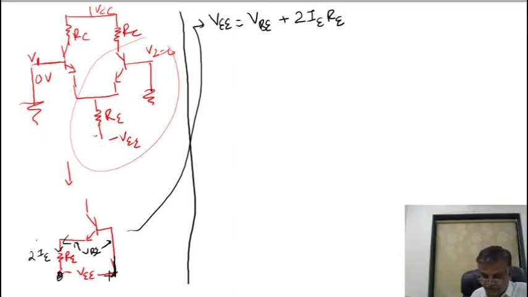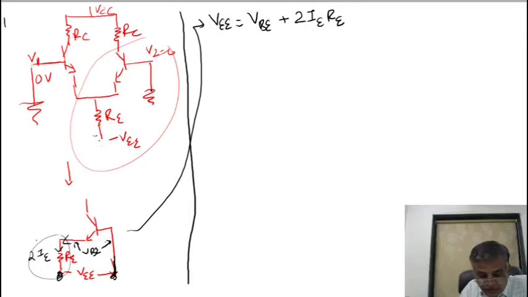This voltage is equal to this voltage plus this voltage. So VE is equal to 2IRE plus VBE plus VB, that I have written here. Now again I am telling you, this voltage is always with respect to ground.